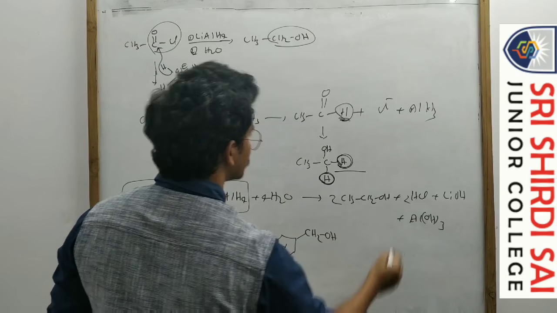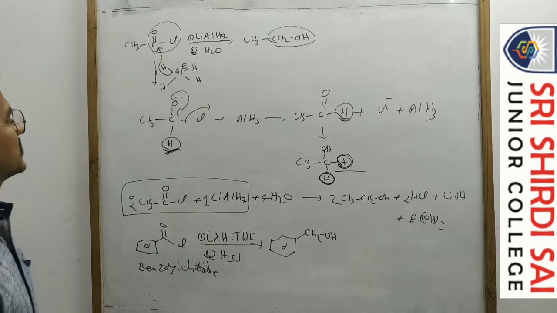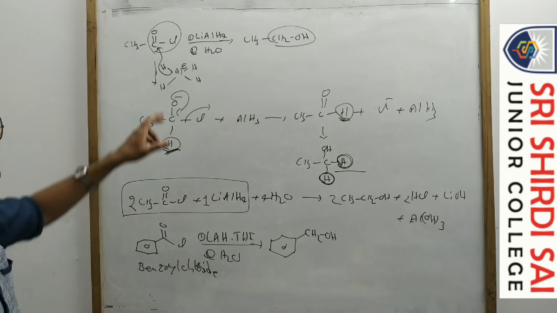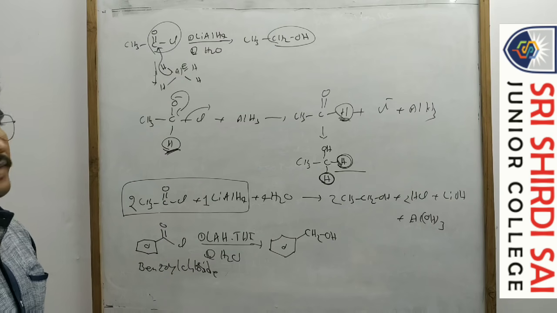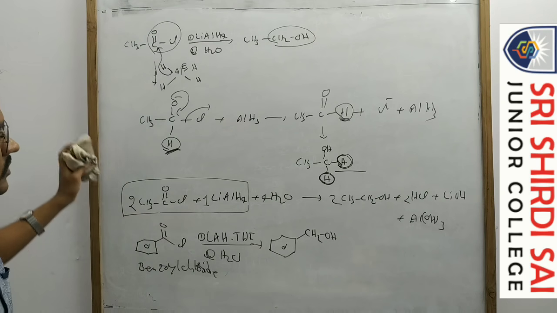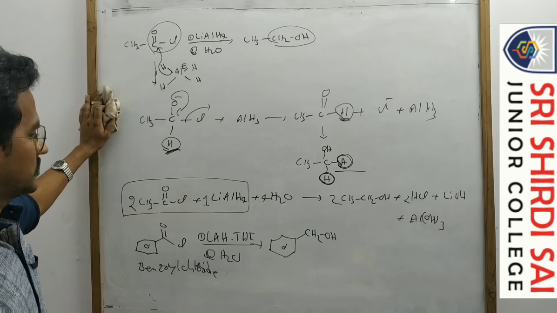Okay. So that is the acid halide. Very simple: COCl is converted to CH2OH by using lithium aluminum hydride. Okay.